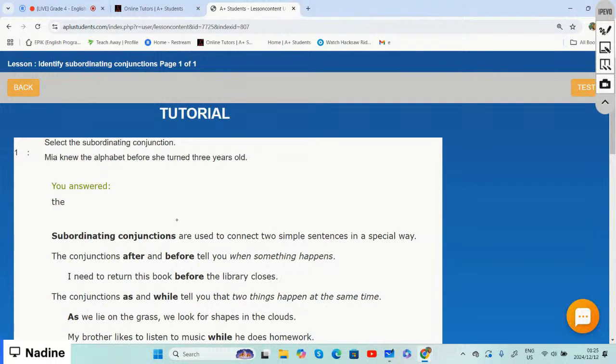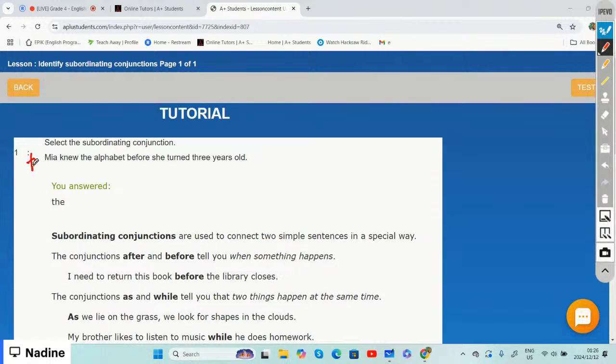It says Mia knew the alphabet before she turned 3 years old. So Mia knew the alphabet before she turned 3 years old. What is the subordinating conjunction that we need to select within that sentence?